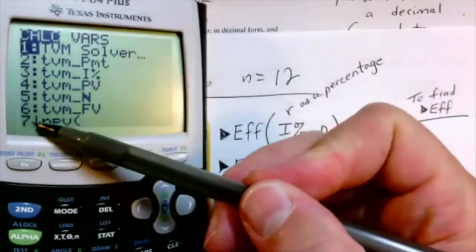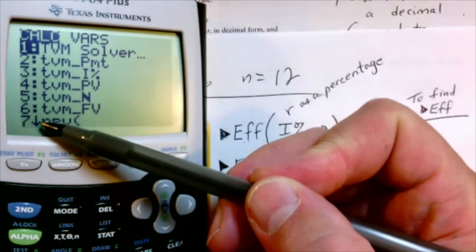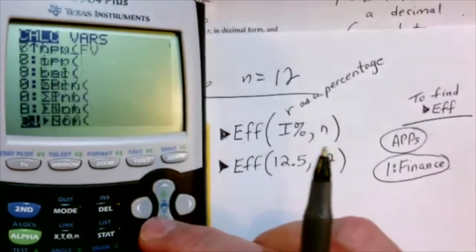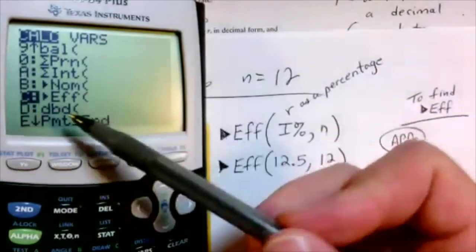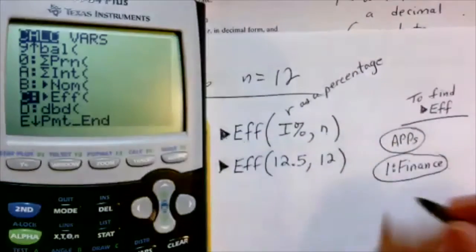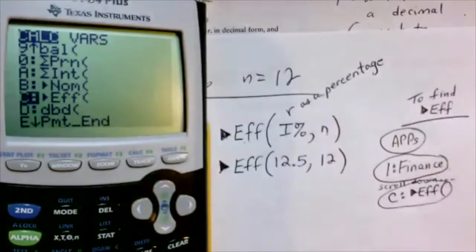And if you see next to number 7, there's a down arrow, and that means that there's a lot more stuff down there. So I'm going to scroll down till I see the function that looks like the one I'm after. There it is. See it? Convert to effective. It's option C.